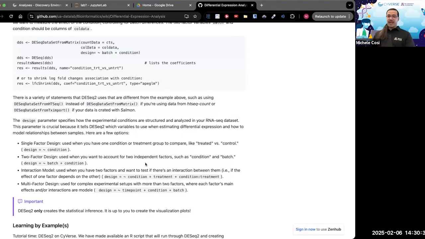It can take a 2-factor design, so a condition and a batch that are independent from one another. It can take an interaction model or a multi-factor design. There is more, but I simply have neither the time nor the knowledge of all of the designs for DESeq2. Simply speaking, this is something that you need to keep in mind when you are starting your experiment.